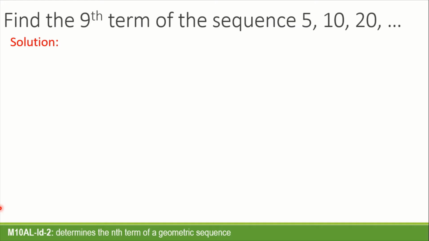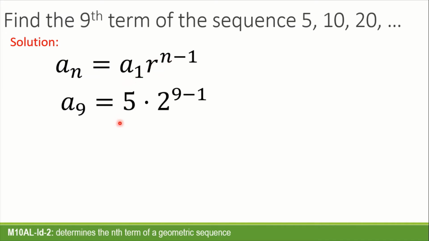Find the ninth term of the sequence 5, 10, 20, and so on. So our solution is gagamitin natin ang general term of the geometric sequence. So unang gagawin is identify ang values ng a sub 1, r, and n. So we have here a sub 9 is equal to 5 times 2 raised to 9 minus 1. Ang a sub 1 natin is the first term. So in our sequence, we have 5. Ang common ratio natin ay 2.